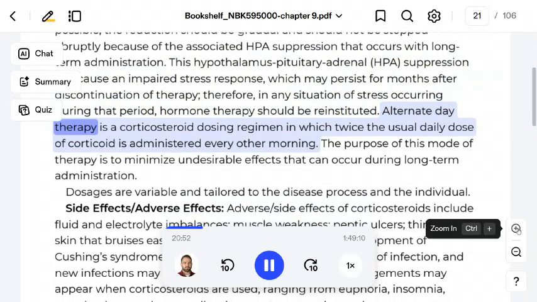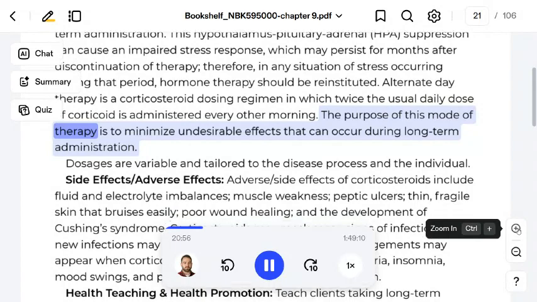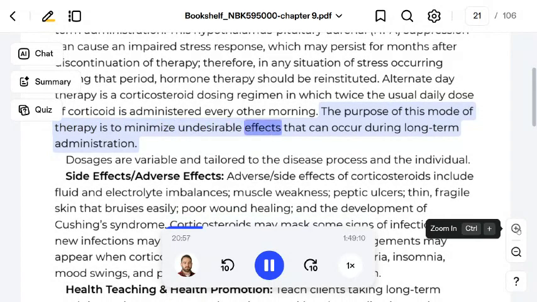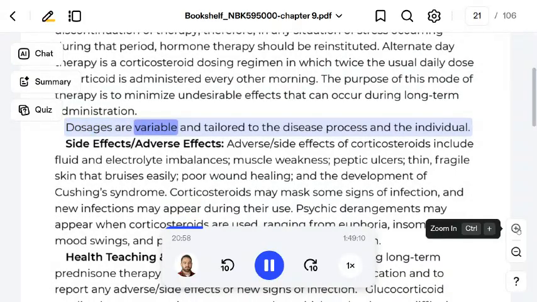Alternate day therapy is a corticosteroid dosing regimen in which twice the usual daily dose of corticoid is administered every other morning. The purpose of this mode of therapy is to minimize undesirable effects that can occur during long-term administration. Dosages are variable and tailored to the disease process and the individual.